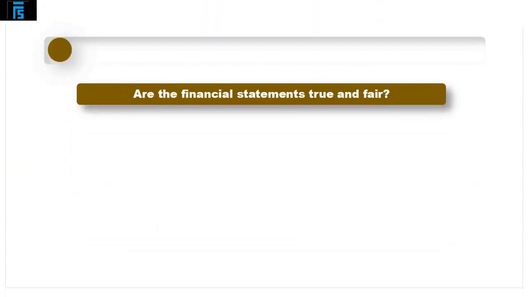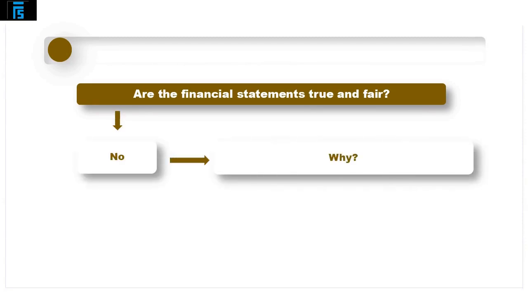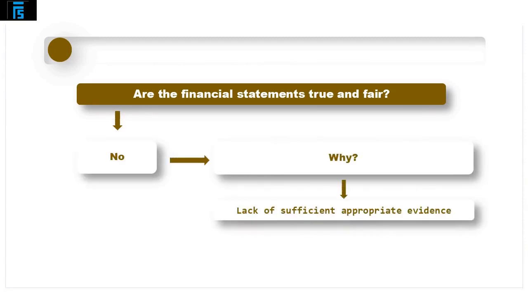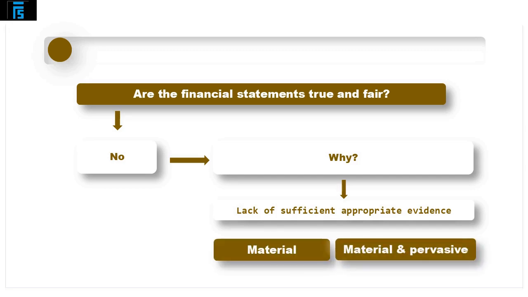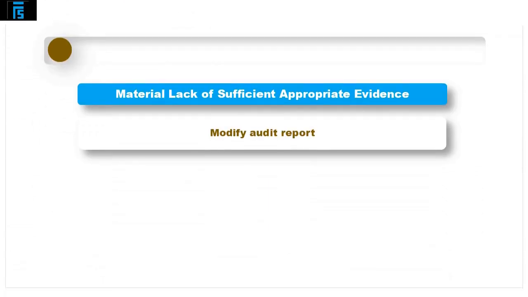Going back to deciding whether the accounts are not true and fair, this time let's look at the types of opinion if it's due to a lack of sufficient and appropriate evidence. Once again, the auditor needs to decide whether the matter is material or material and pervasive. If material, the auditor must modify the audit opinion.